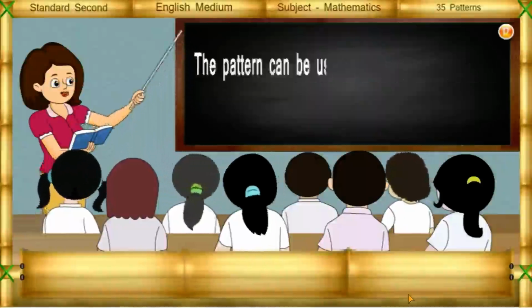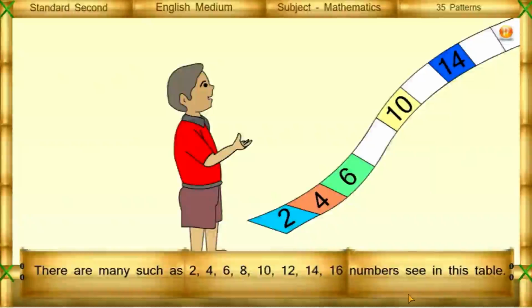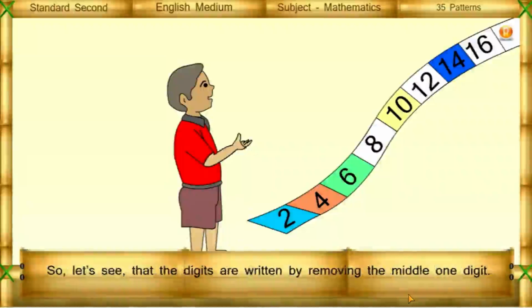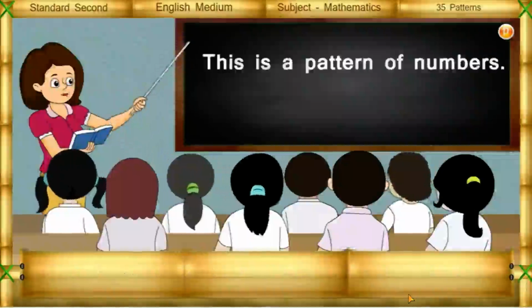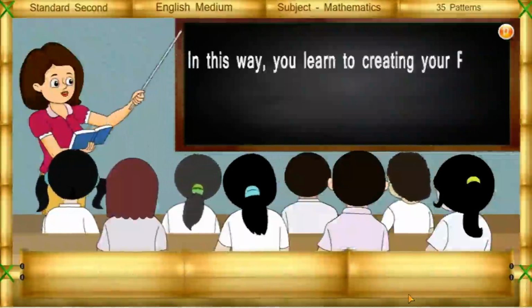A pattern can be used in mathematical numbers. There are many, such as 2, 4, 6, 8, 10, 12, 14, 16 numbers. See in this table. So let's see that the digits are written by removing the middle one digit. This is the pattern of numbers. In this way, you learn to create your own pattern.